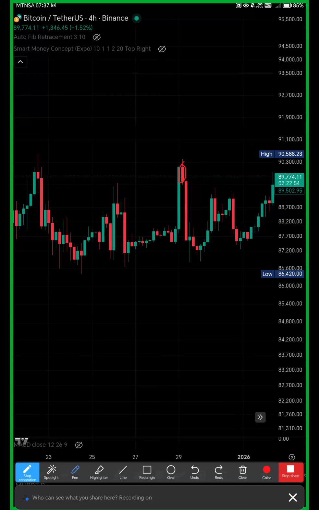Though it was a pullback, this is how an inside bar looks, especially the bearish inside bar. The bullish inside bar, the baby is down here. The bearish one, the baby is up there. Okay?